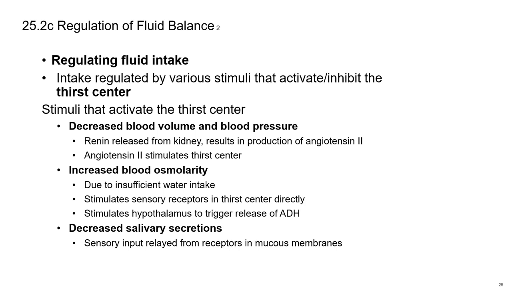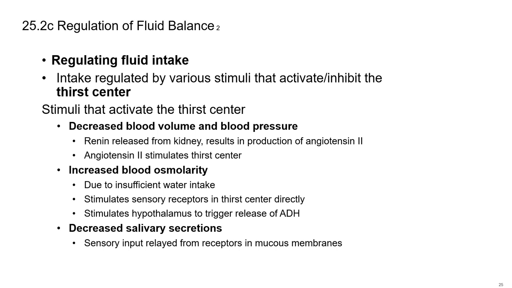So with this regulating fluid intake, there's a region in our brain called the thirst center, right? So this is in our hypothalamus. And so what activates the thirst center? Things like low blood volume and blood pressure, increased osmolarity in the blood, and decreased salivary secretions, right? And so for all of these, stimulating the thirst center, these are all kind of a reflection of poor blood volume, right? You have low blood volume. Low blood volume is going to be closely associated with low blood pressure.